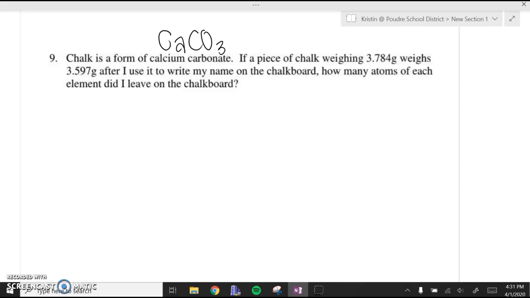If a piece of chalk weighing 3.784 grams weighs 3.597 grams after I use it to write my name on the chalkboard, how many atoms of each element did I leave on the chalkboard?